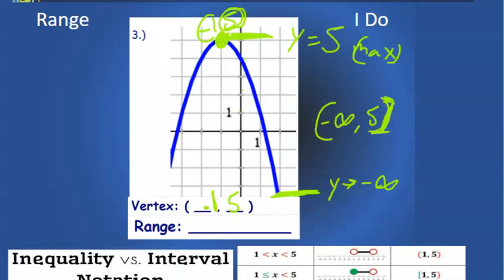Now to write this in inequality notation, you write y is less than or equal to 5, your maximum value. So it can't go over the max, but it could go under it. And when you're working this out, you could think of negative infinity is less than y, less than or equal to 5. And then you would just take off this part since it's not the formal way of writing it.